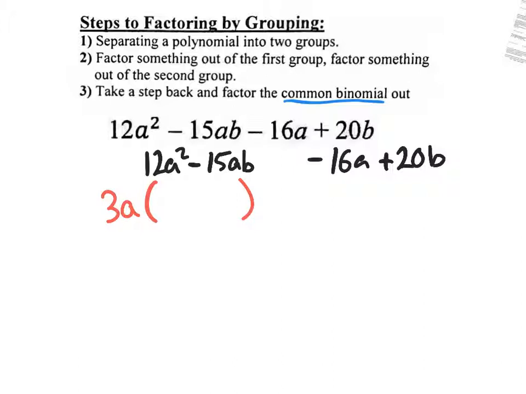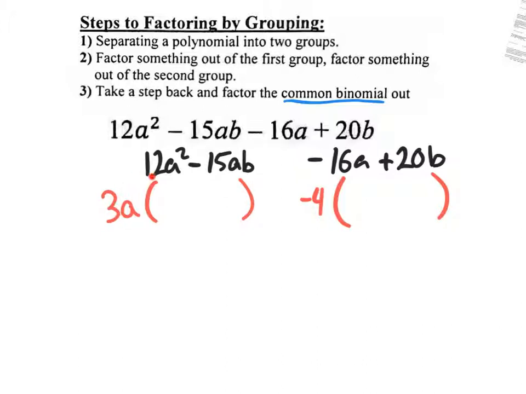Now the second group, what could I pull out of there? A negative 4, and I guess that's it, just negative 4, right? So now that we know the GCF in the first group and the second group, let's actually pull it out and see what's left over on the inside. This is where you do reverse distributive property.